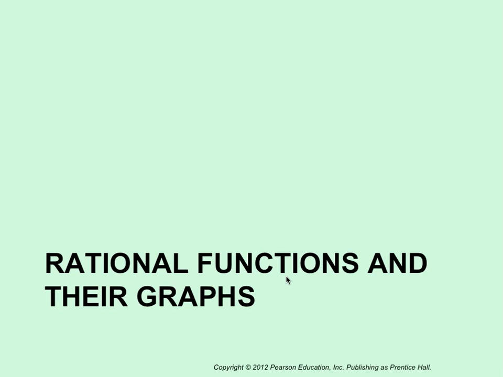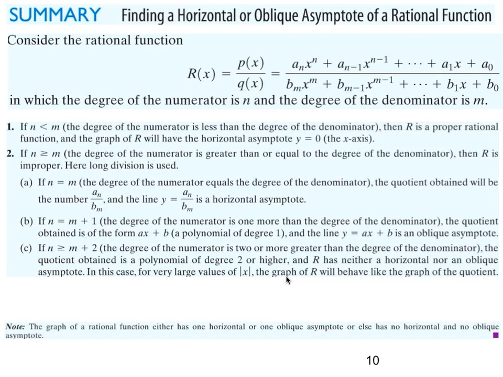Okay, now let's take a look at rational functions and their graphs. So this was the other big graphing thing that we did in this half of the semester. So first I want to talk about how you find a horizontal or an oblique asymptote of a rational function. So if you look at this rational function here, we're going to call the degree of the numerator n and the degree of the denominator m. Okay, so we have n up top, m down below.